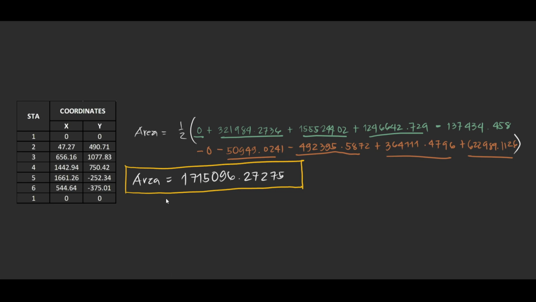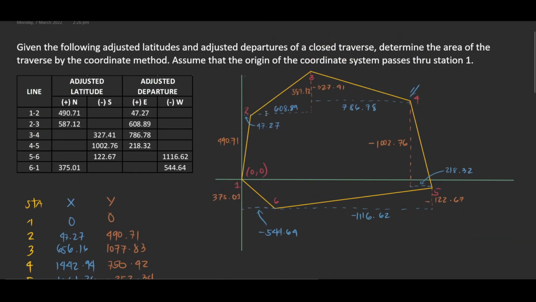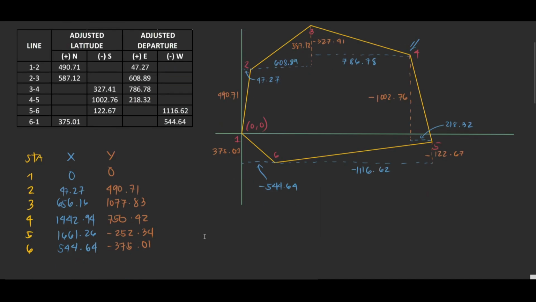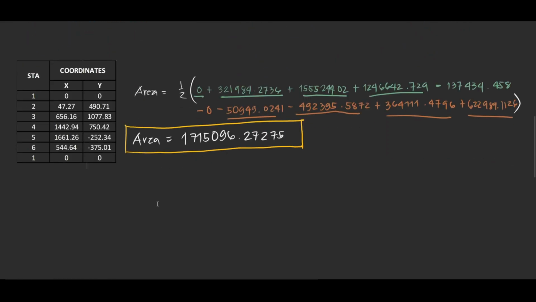Okay, so thank you for watching this video. Let's review first. So as you were given the adjusted latitude and departure, then you can plot it if you want, just like what I did here for a guide. And then we computed the coordinates of each station before computing for the area using the formula that we've derived in the previous video. Okay, so thank you for watching this video. I hope you learned something new, and I will see you in the next video.